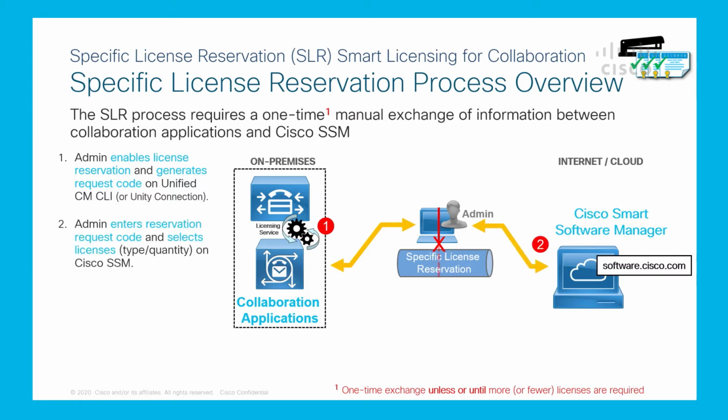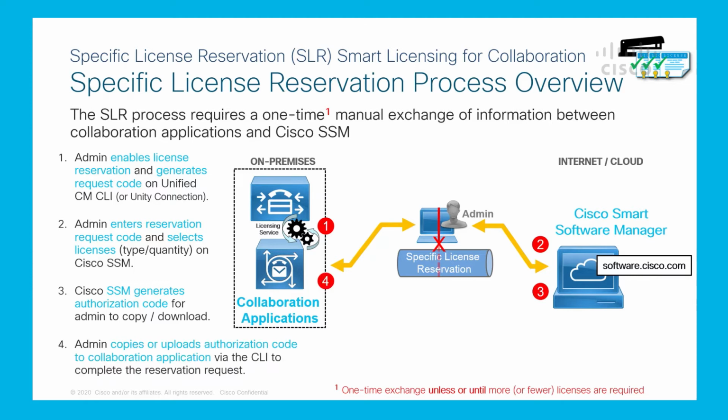Okay, next in step 2, the administrator is going to log into the Cisco Smart Software Manager service at software.cisco.com and is going to enter the reservation request code that we received from the application in step 1. The administrator also selects the license type or types and quantities to be included in the reservation. Next, Cisco SSM service generates a reservation authorization code for the administrator to copy or download.